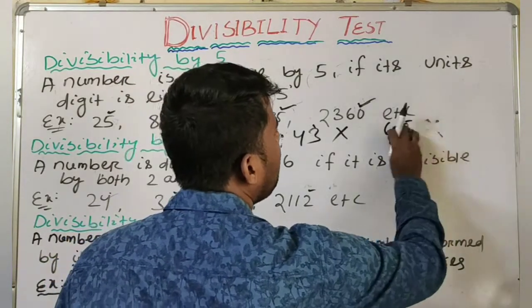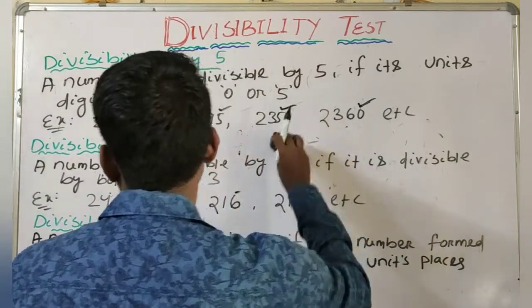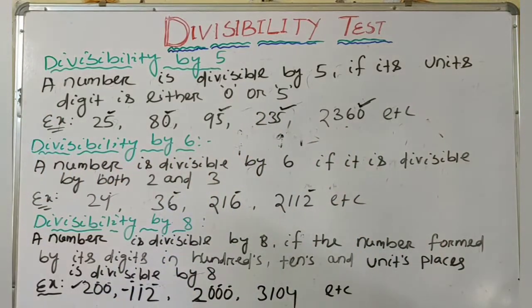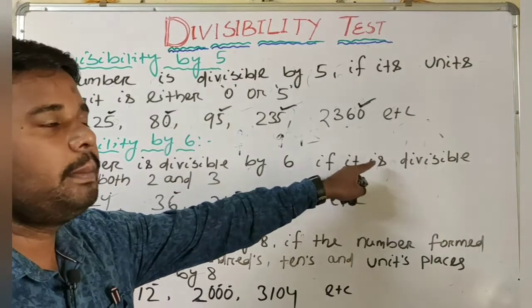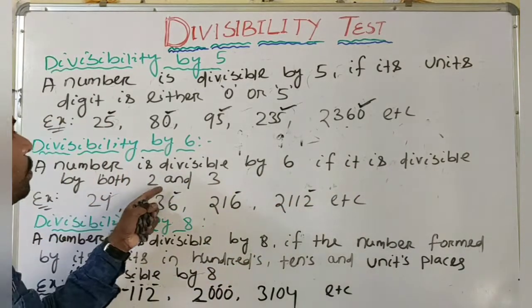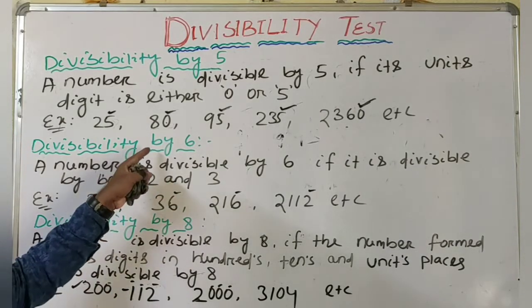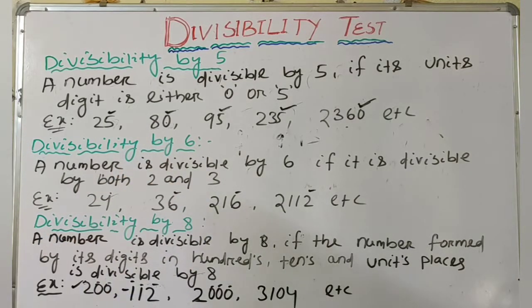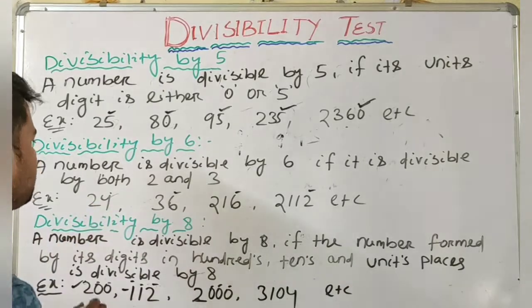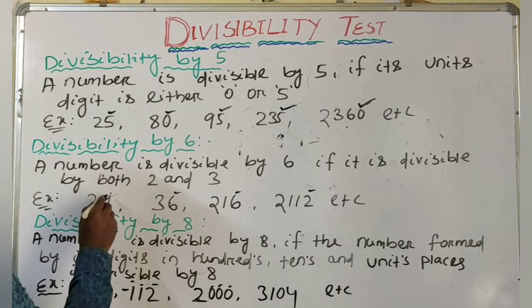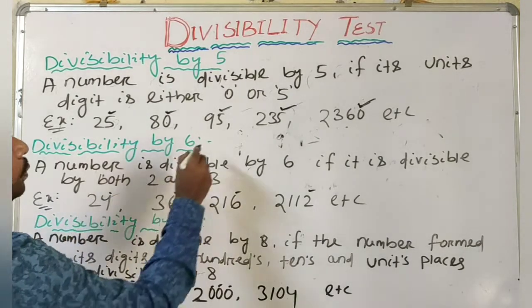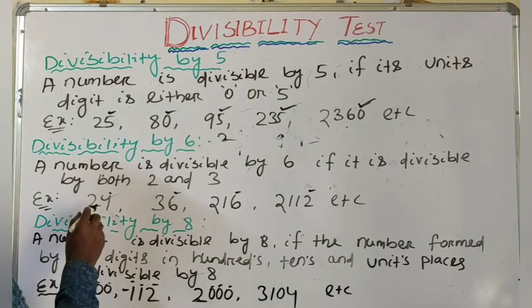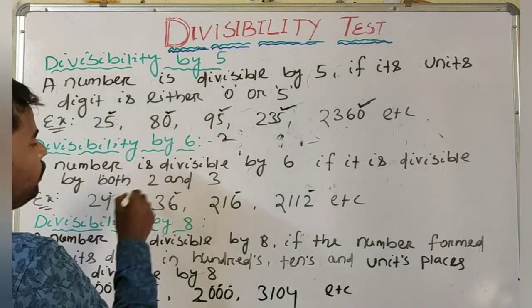Okay, then we will learn divisibility by 6. A number is divisible by 6 if it is divisible by both 2 and 3, then that number is divisible by 6. For that I have taken some examples. 24, here its unit digit is 4, so this number must be divisible by 2, and the sum of its digits is 2 plus 4 is equal to 6.